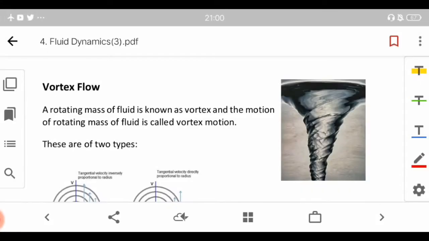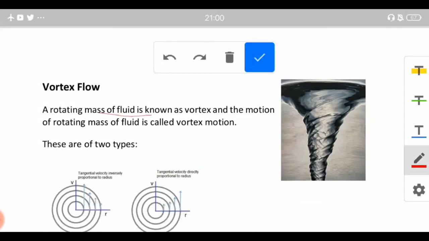Next is the vortex flow. Vortex flow is actually a rotating mass of fluid, and this rotating mass is known as the vortex, and the motion of the rotating mass of the fluid is called the vortex motion. So you can see this is an image of a vortex motion. This generally happens when you are rotating your half-filled water bottle. You will see this type of pattern of flow, like it will be a circular rotatory flow, and this rotating mass of fluid is known as the vortex, and the motion of rotating mass of fluid is called the vortex motion.